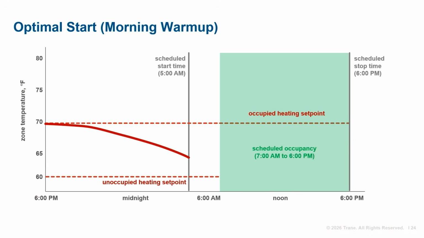A more efficient approach is the strategy called optimal start or morning warm-up. Rather than starting back up at the same time every day, this strategy determines the length of time required to bring a zone from its current temperature back to its occupied set point. The system waits as long as possible before starting up. This allows the zone to reach its occupied set point just in time for scheduled occupancy. This strategy saves energy by not heating the building too early.